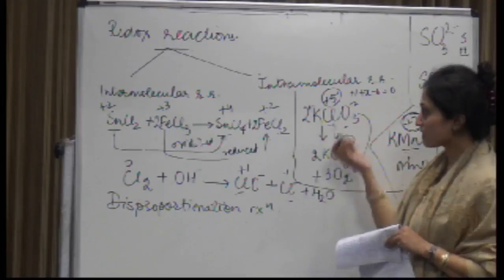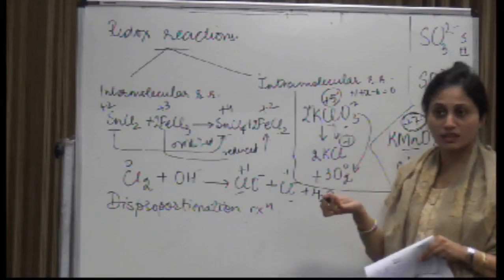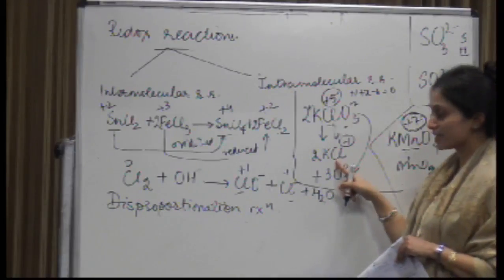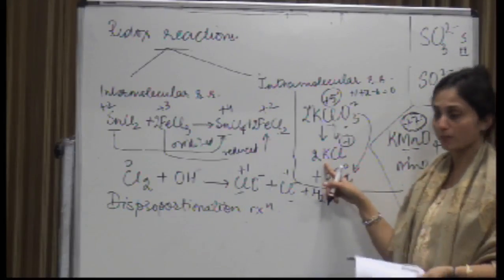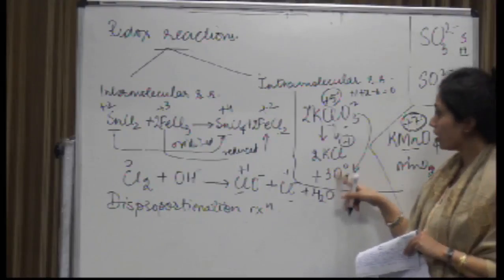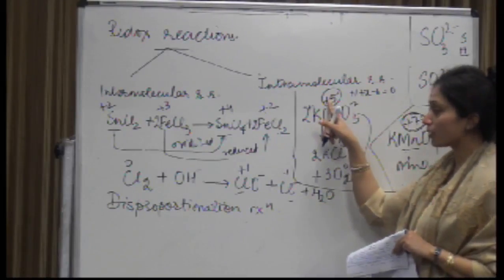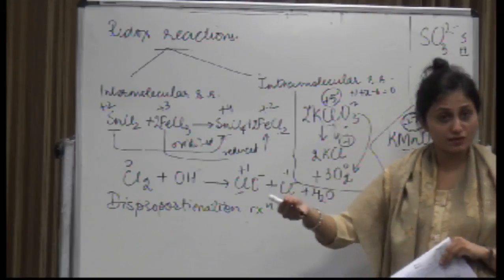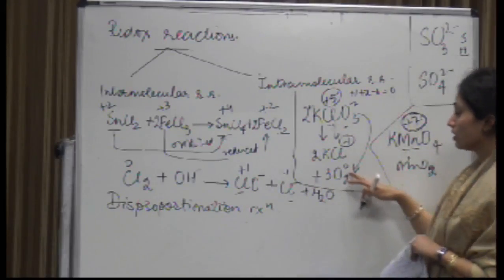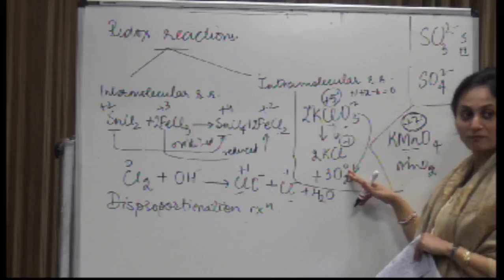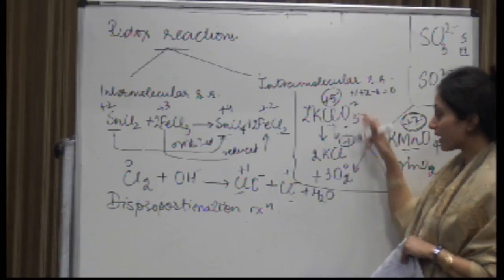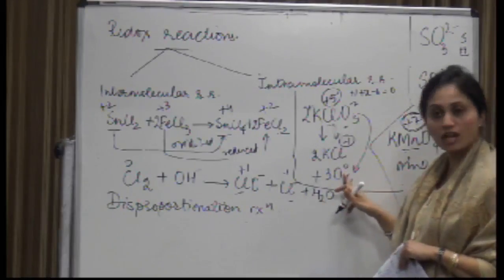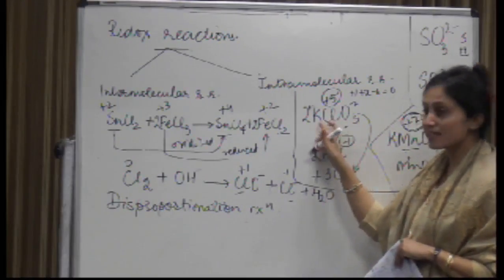So +5 will automatically come because O has to be taken as -2 from the set of rules of oxidation number. Here Cl will be -1, K will be +1. Here oxygen will be 0. So we see that Cl is getting reduced from +5 to -1 and oxygen is getting oxidized from -2 to 0. Its oxidation number is increasing, so this is getting oxidized. So again reduction and oxidation are happening simultaneously in the same molecule, so this is an intramolecular redox reaction.